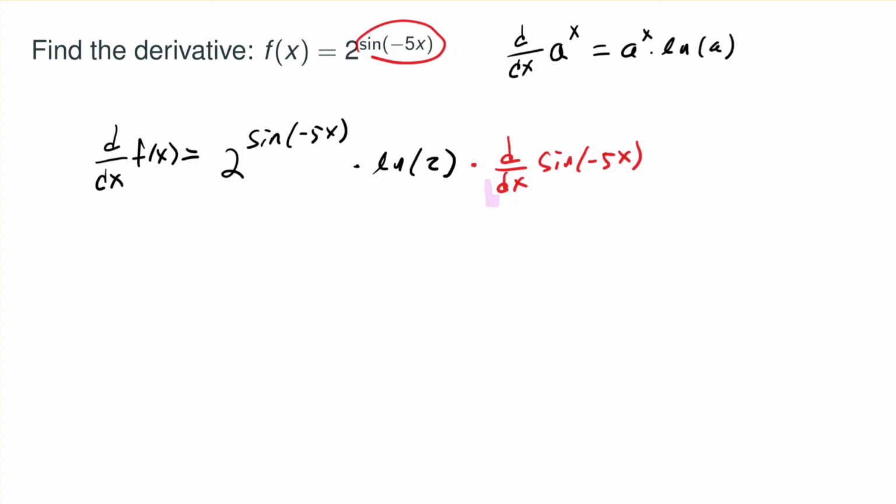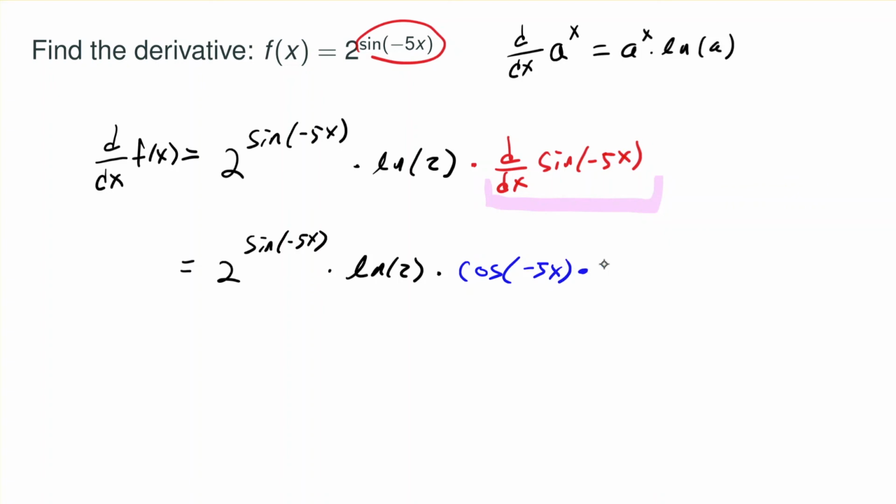So when we take the derivative of this one, we have to use chain rule again, right? Because the argument is not just x. So let's copy this portion. Multiply by, now the derivative of sine is cosine. So we get cosine of negative 5x, keep the argument. Now multiply by the derivative of negative 5x. So the derivative of negative 5x is negative 5.